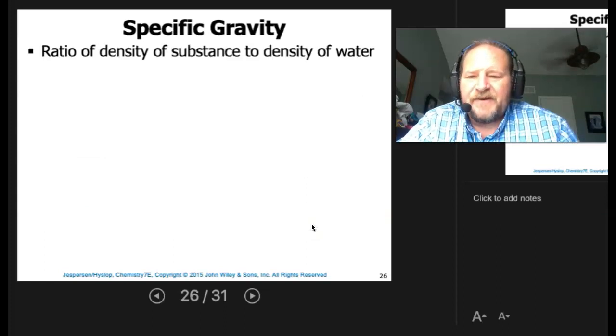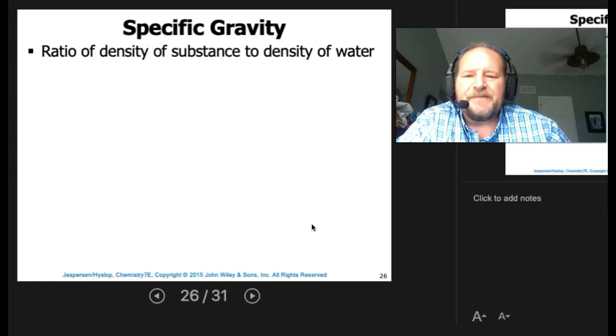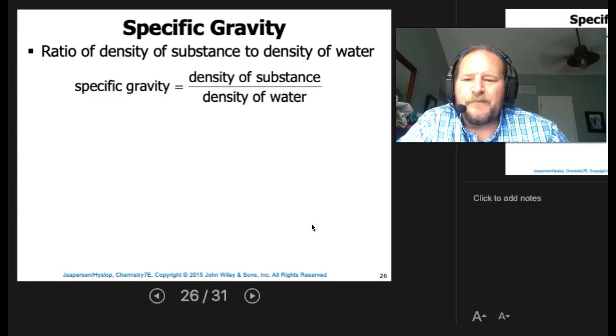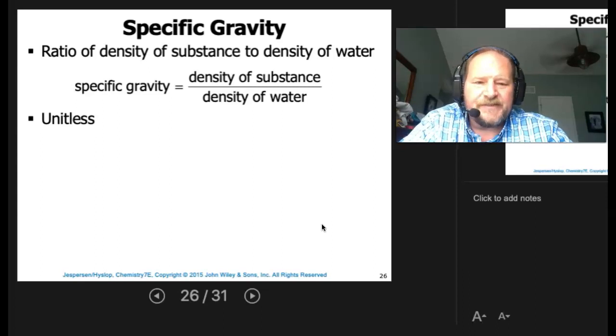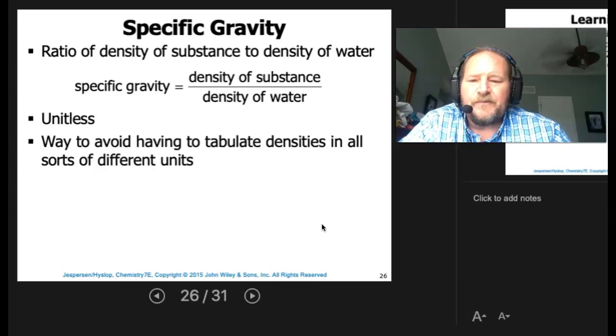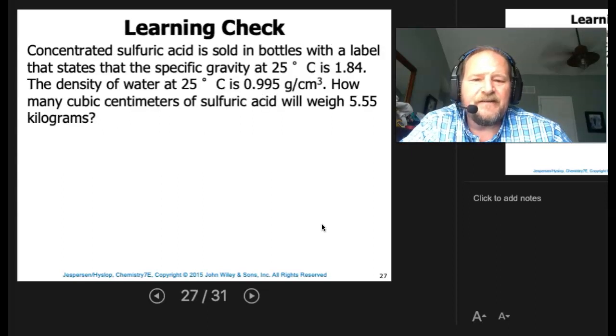So specific gravity is the ratio of density of a substance versus the density of water. So specific gravity then would be the density of the substance divided by density of water at the same temperature. Now specific gravity becomes unitless. Okay, and again, it's a way to avoid having to tabulate densities in all sorts of different units. So it also removes the temperature dependency of density.